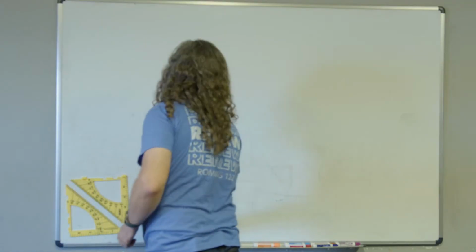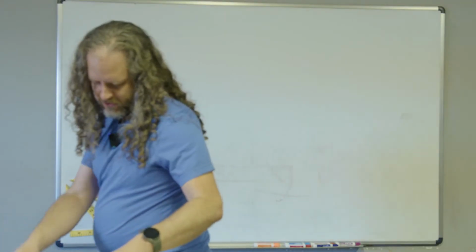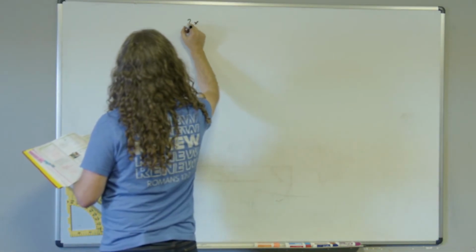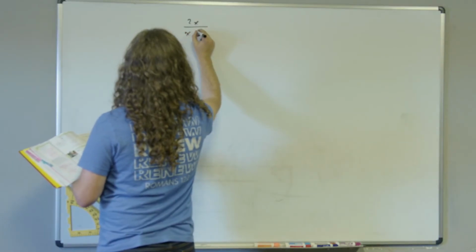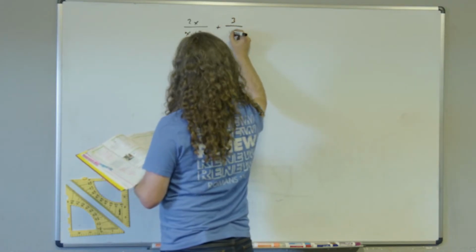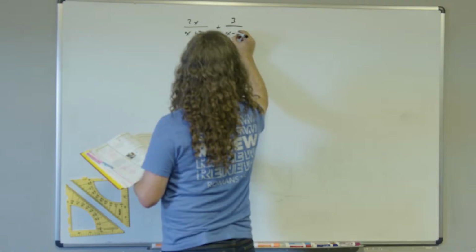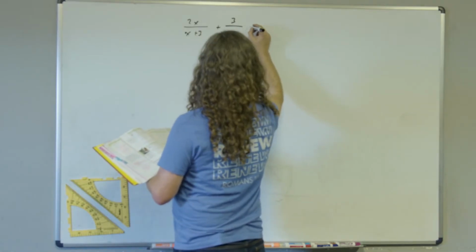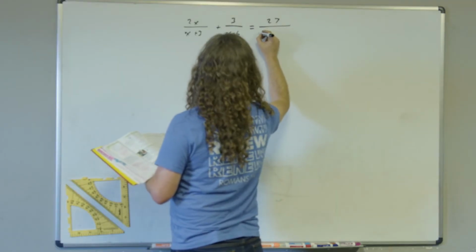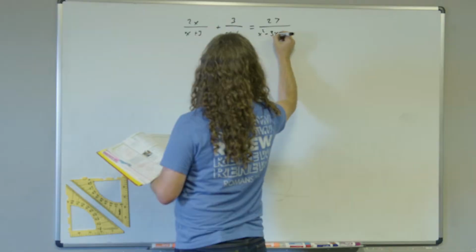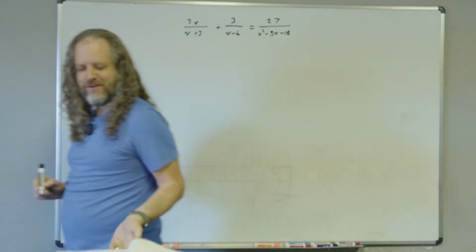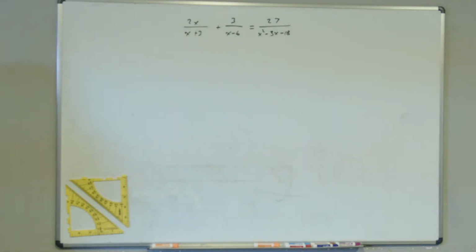Okay. Let's do 2x over x plus 3 plus 3 over x minus 6, equals 27 over x squared minus 3x minus 18. So what are we going to have to do first before we find the least common denominator?